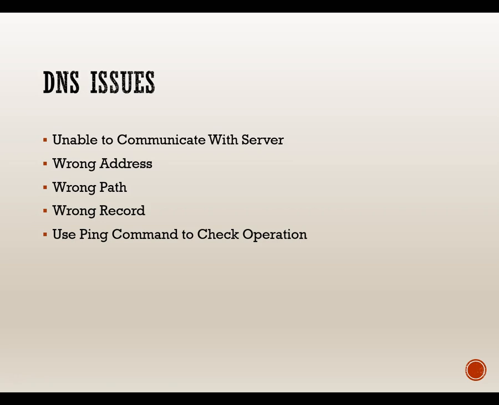We have a wrong record. We're given a wrong record. There's a wrong record in the DNS server. That might happen in, let's say, your network in an Active Directory, where you move a machine from one location to the other, and the DNS record hasn't timed out yet. So a wrong record. And it says use the ping command to check the operation. Can we actually ping the IP address of the DNS server? DNS is not a real complex operation, but it's something that is necessary.